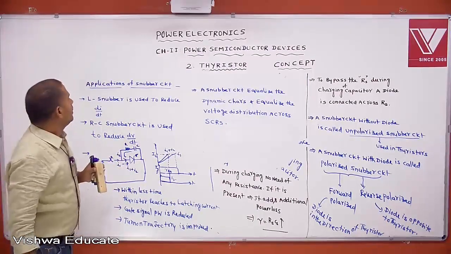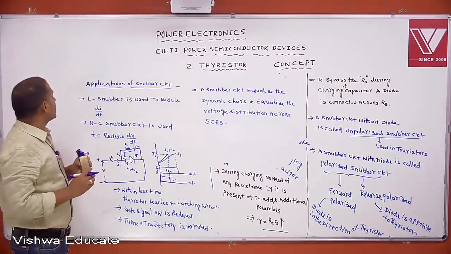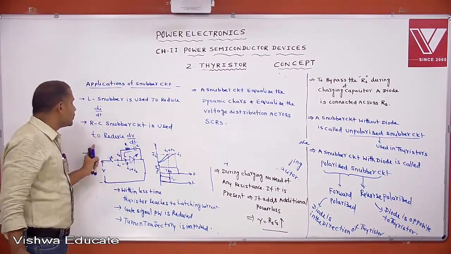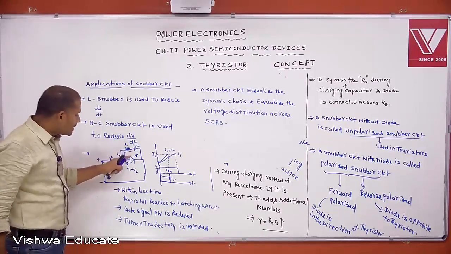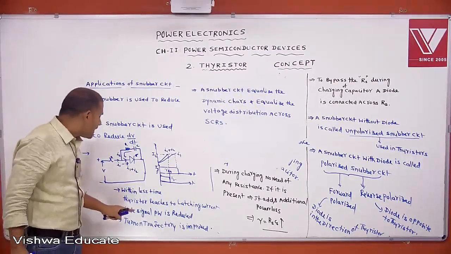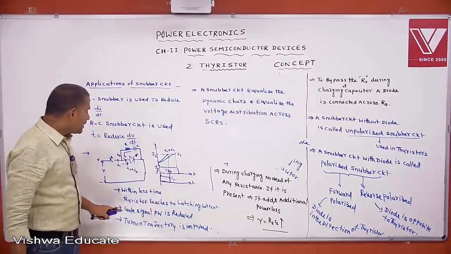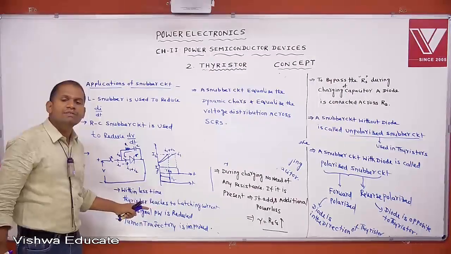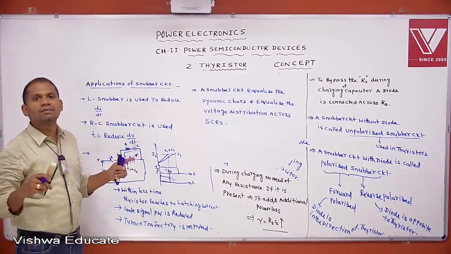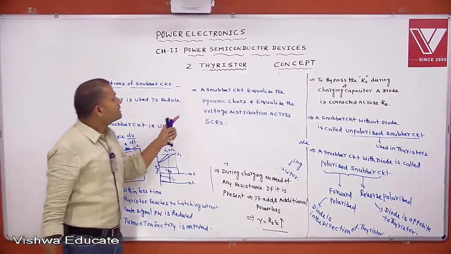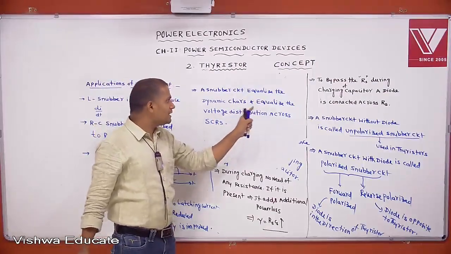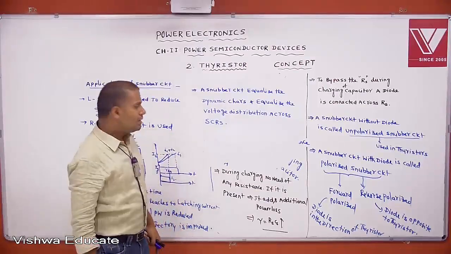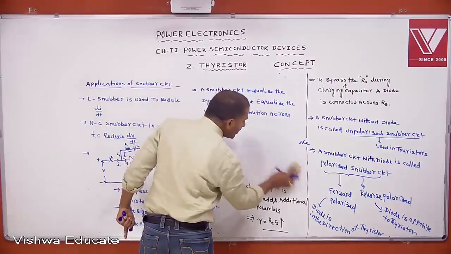This is about the applications of the snubber circuit. That is, an L snubber is used to reduce di/dt. An RC snubber circuit is used to reduce dv/dt. This RC snubber circuit is also used so that within less time the thyristor reaches the latching current, the gate signal pulse width is reduced, and the turn on trajectory is improved. That means within less time the thyristor will be turned on. A snubber circuit equalizes the dynamic characteristics and the voltage distribution across SCRs.